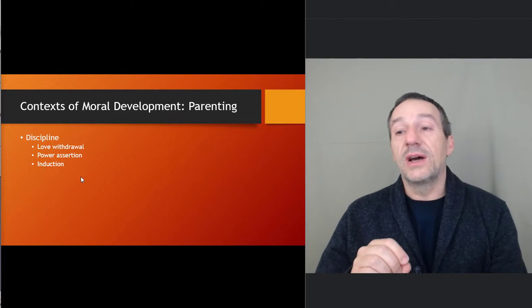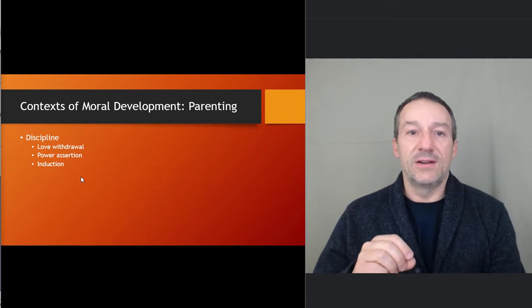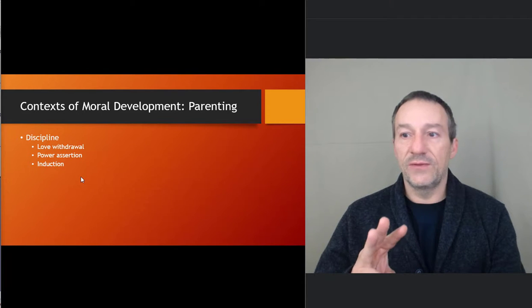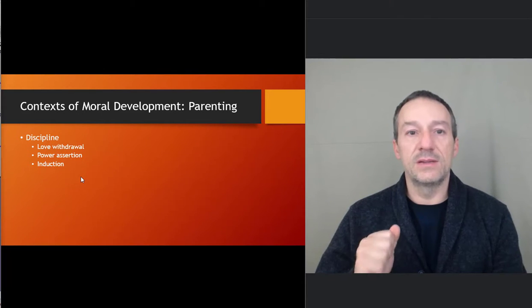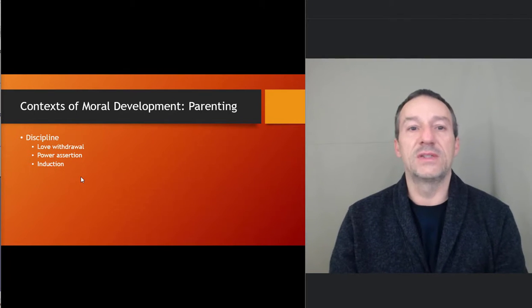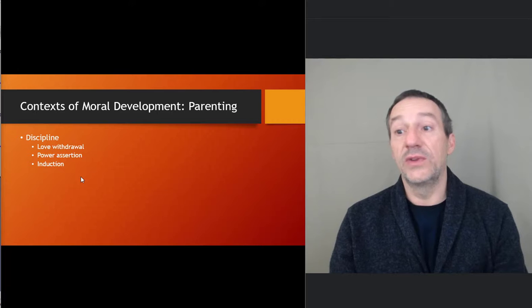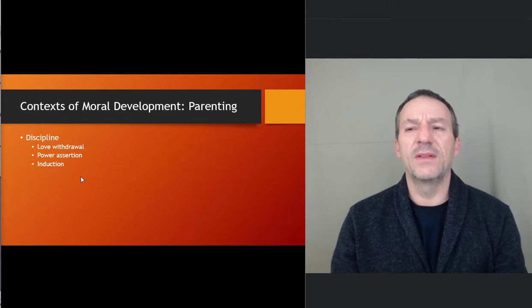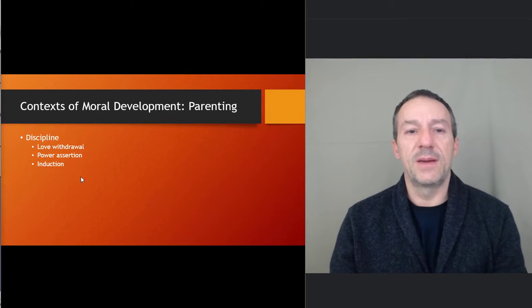The book also talks about parental discipline here in this area, and they talk about three different techniques that are used for discipline. The first one is love withdrawal, and in this one, a parent withholds attention or love, such as refusing to talk to a child. I feel this one's cruel, so that's my opinion.